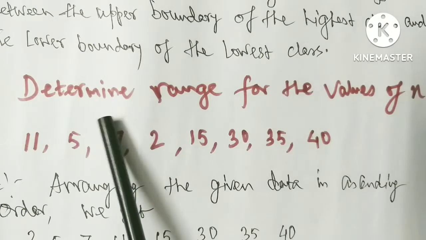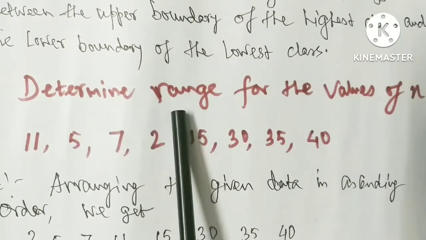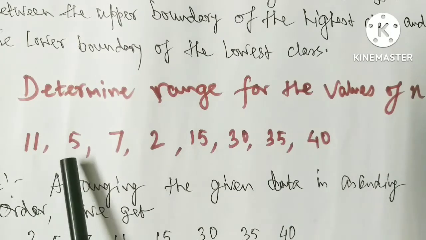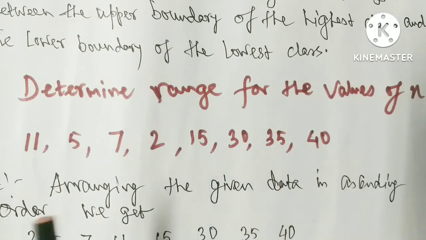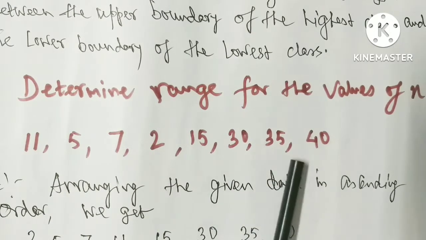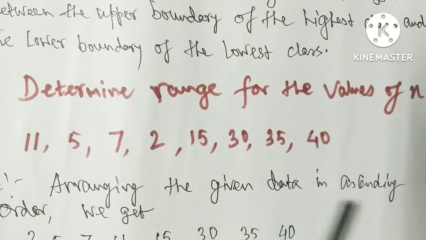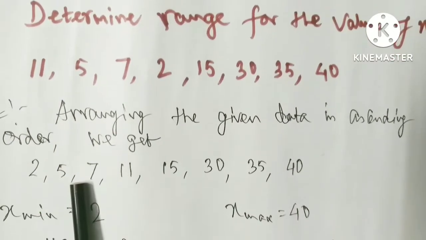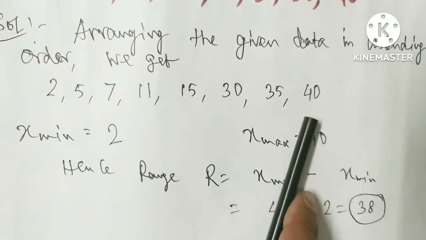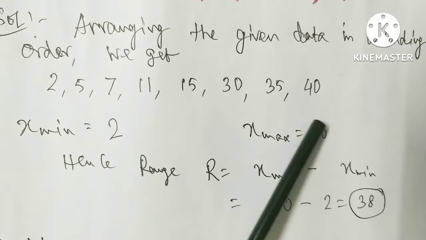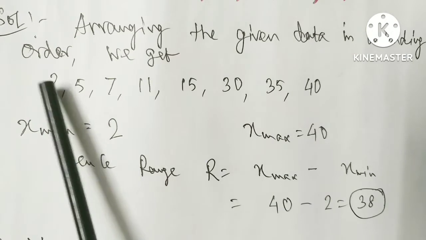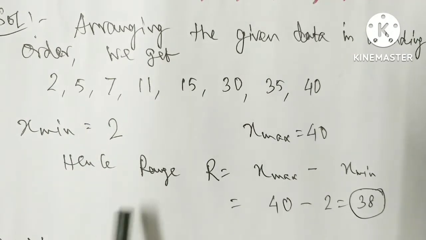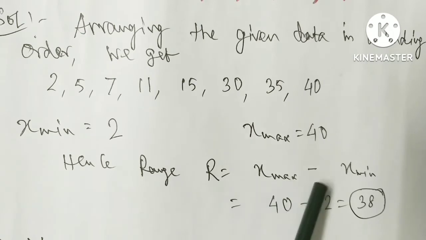The first sum: determine range for the values of x: 11, 5, 7, 2, 15, 30, 35, 40. First, these are not arranged properly, so arranging the given data in ascending order, we get 2, 5, 7, 11, 15, 30, 35, 40. From this arrangement, we see that x min equals 2 and x max equals 40. That is, 2 is the minimum value and 40 is the maximum value. Hence, range R equals x max minus x min, that is 40 minus 2 equals 38. The answer is 38.